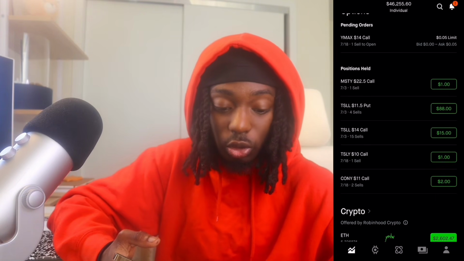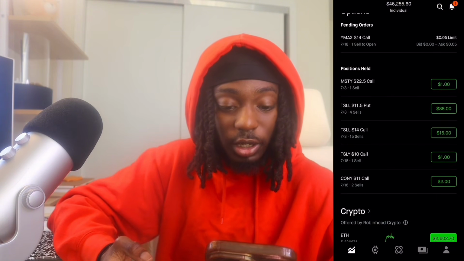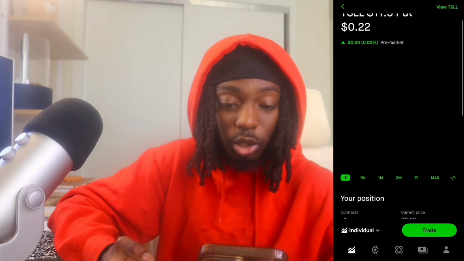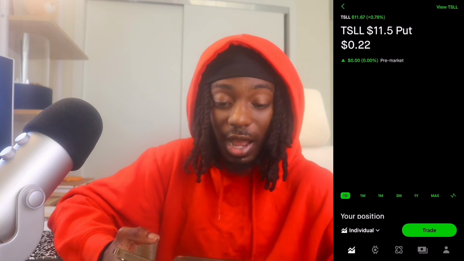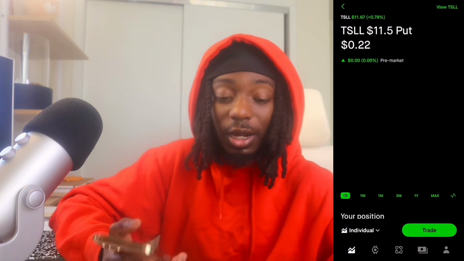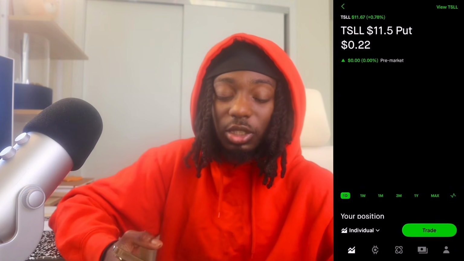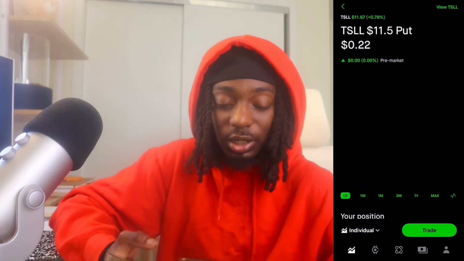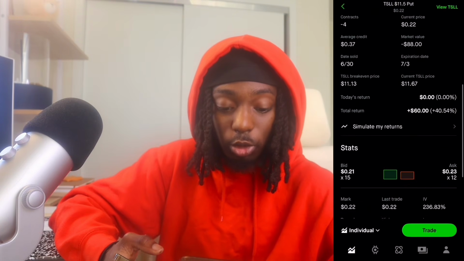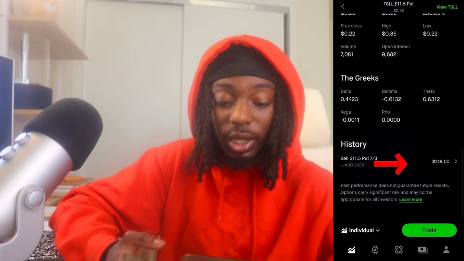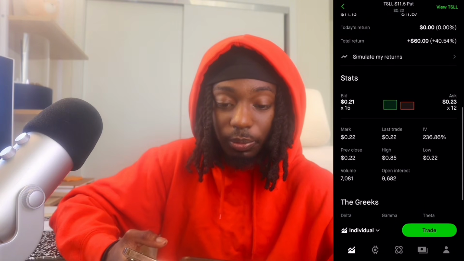And then I also sold a put at $11.5 strike price. Now, this put has been in the money, in and out of the money throughout the week. Think about yesterday, it went out of the money. You got some nice pump up from Tesla, and so it's been performing pretty well. I made $148 off this put trade.